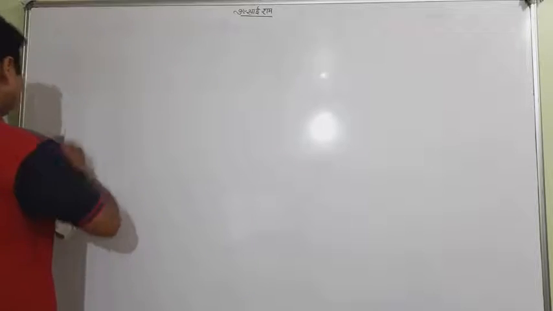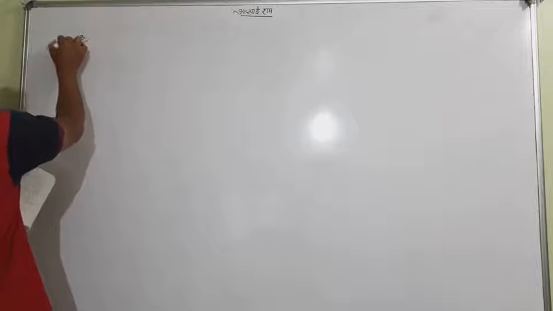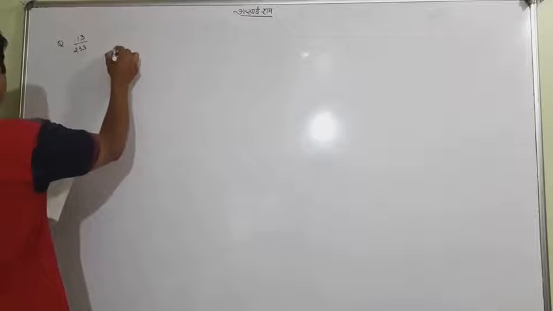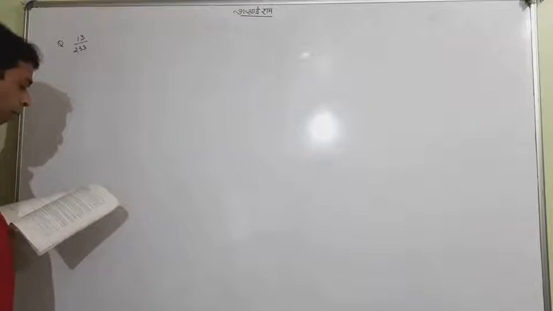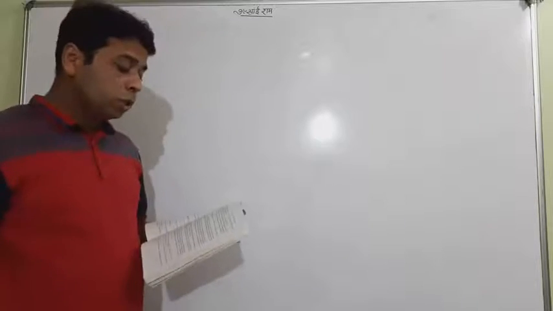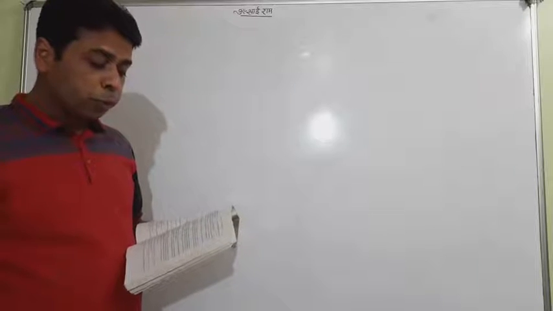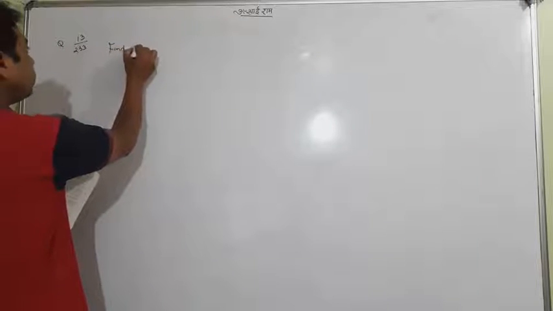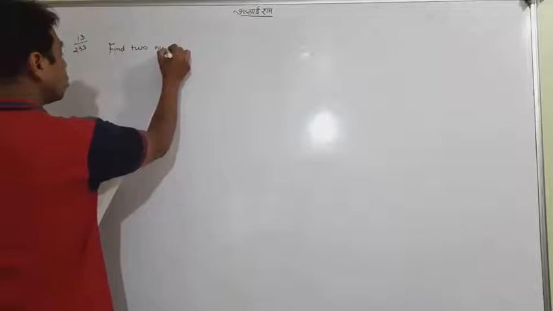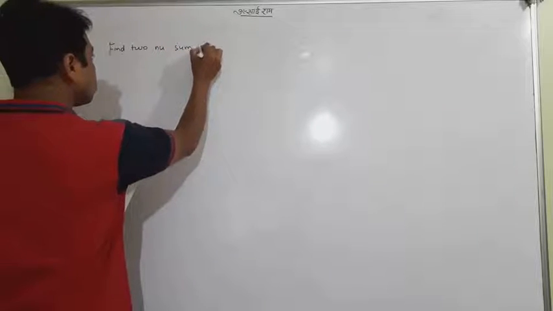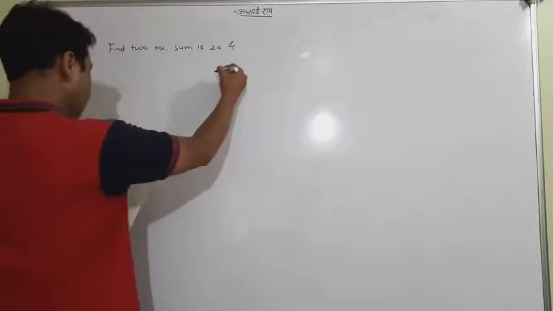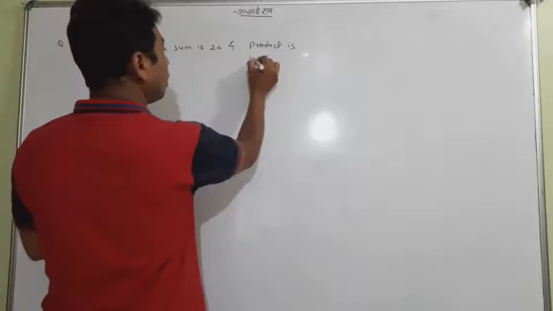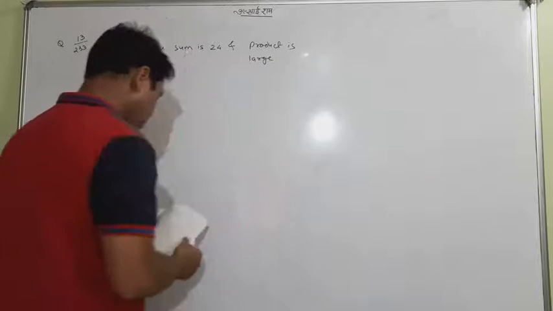Question number 13, page 33. The question says: find two numbers whose sum is 24 and whose product is as large as possible. Try to understand the language. Find two numbers whose sum is 24 and whose product is as large as possible.